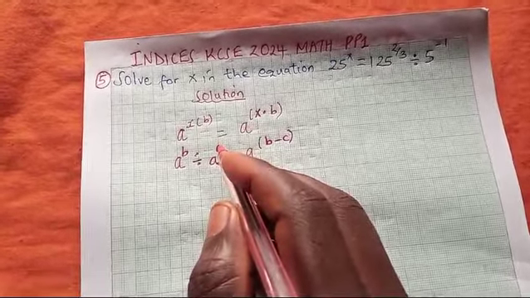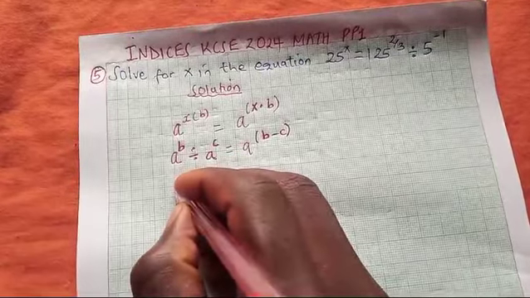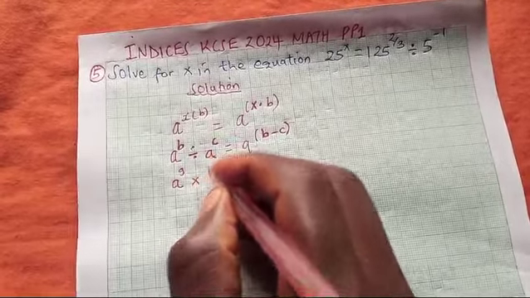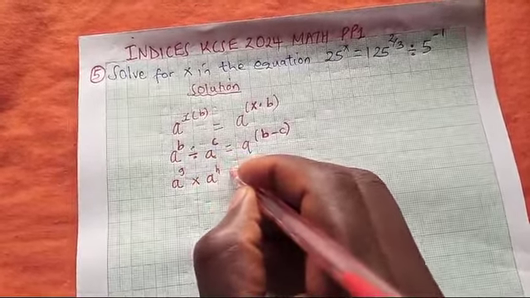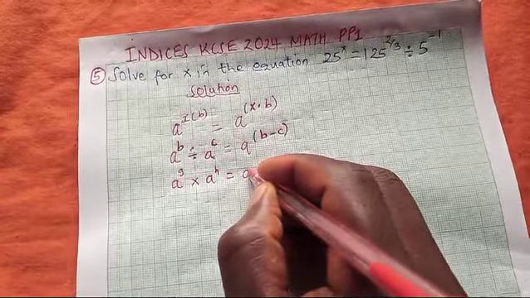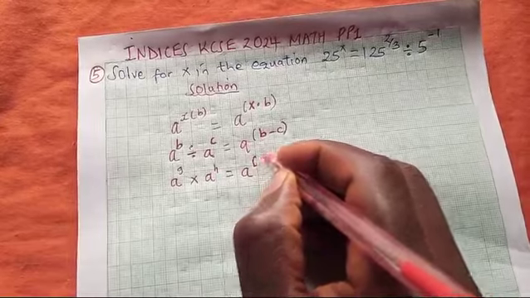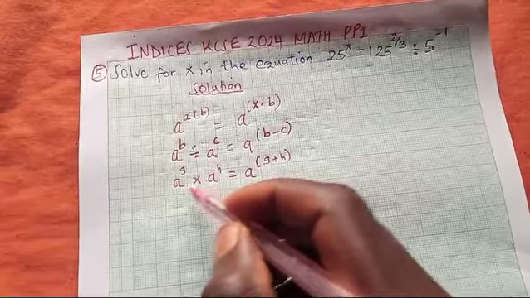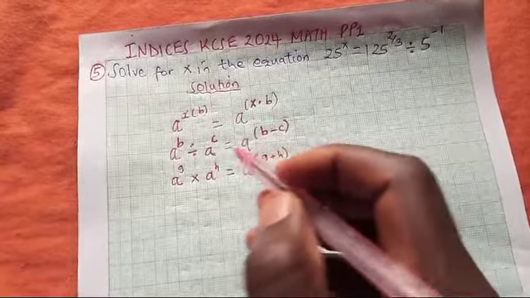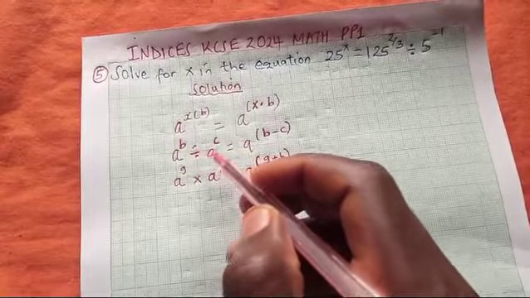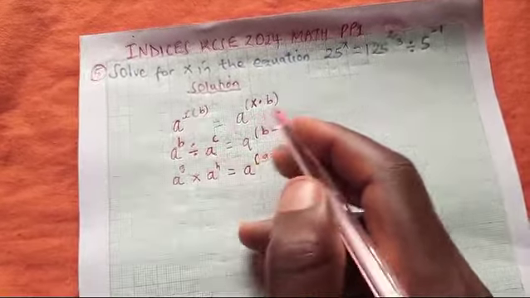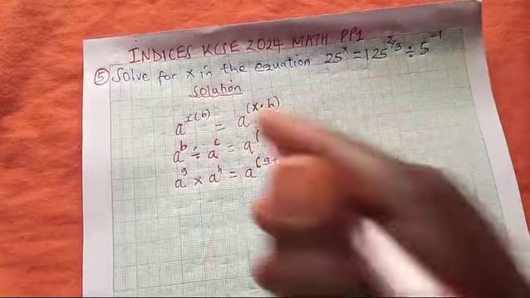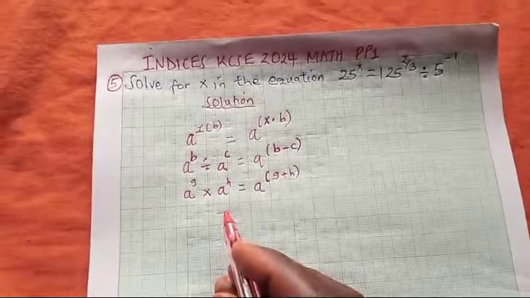The next one that is very important is when we have a raised to g, we multiply this by a raised to h. This is the same as saying a raised to, we open the bracket, g plus h. The same applies. The bases are the same, therefore we add the powers. Up here, the bases were the same, therefore we subtract the powers.